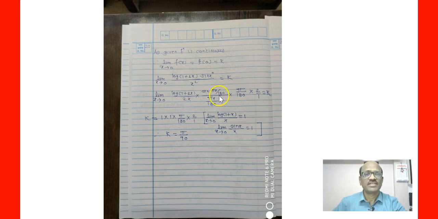Here is x square, so split up this x for the log and also the sin. This is again x twice, but we have to adjust the pi upon 180. At the same time we make the adjustment, here is a 2x and the 2 is adjusted, that is equal to k. Therefore k is equal to, the value of this log is 1, sin theta upon theta is 1, and also 2 upon 1, and overall k is equal to pi upon 90. See the next example.